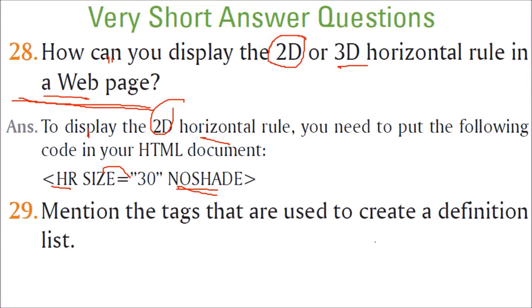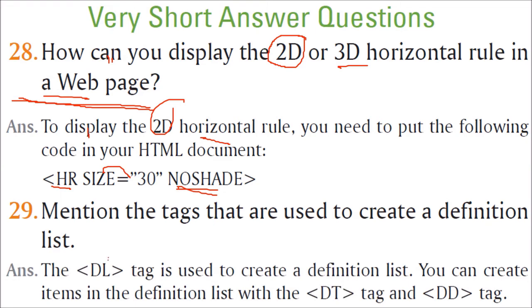Mention the tags that are used to create a definition list. For that, we use DL tag. DL is for definition list. And this tag is used to create a definition list. You can create the items in this definition list with the DT tag and DD tag.